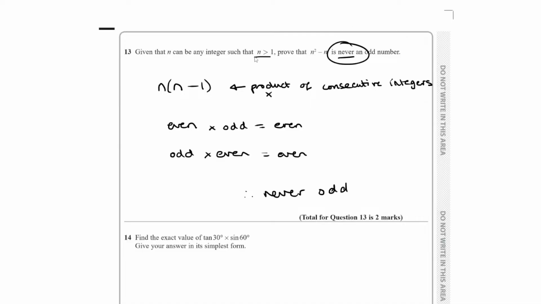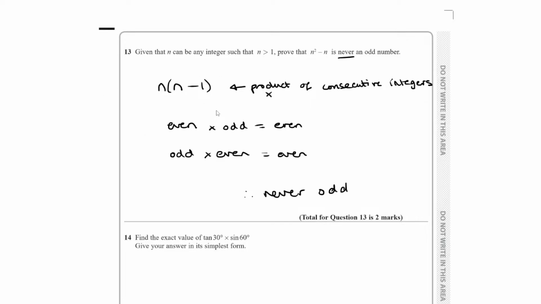Imagine how many values of n you'd have to test out. You'd have to test from 2 to infinity. You obviously can't do that to get 2 marks. So normally algebraic proof is not substituting numbers in. Normally you're using the algebra.